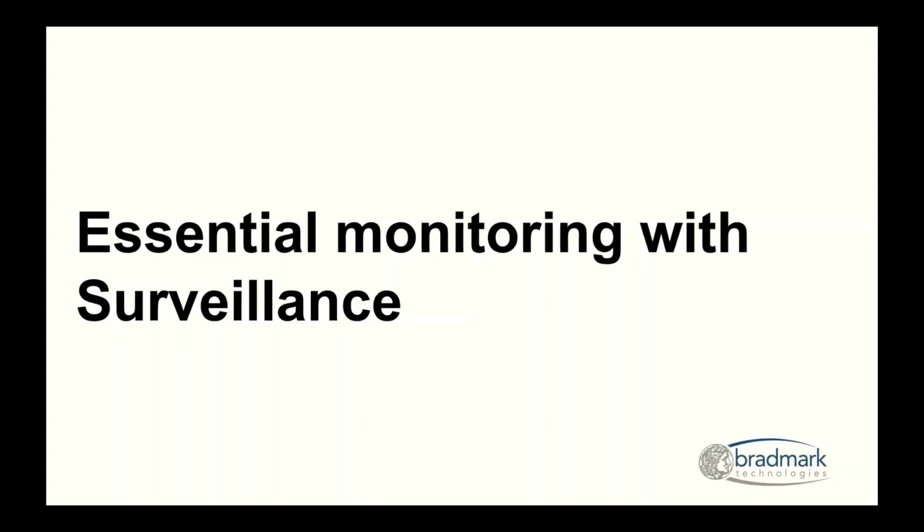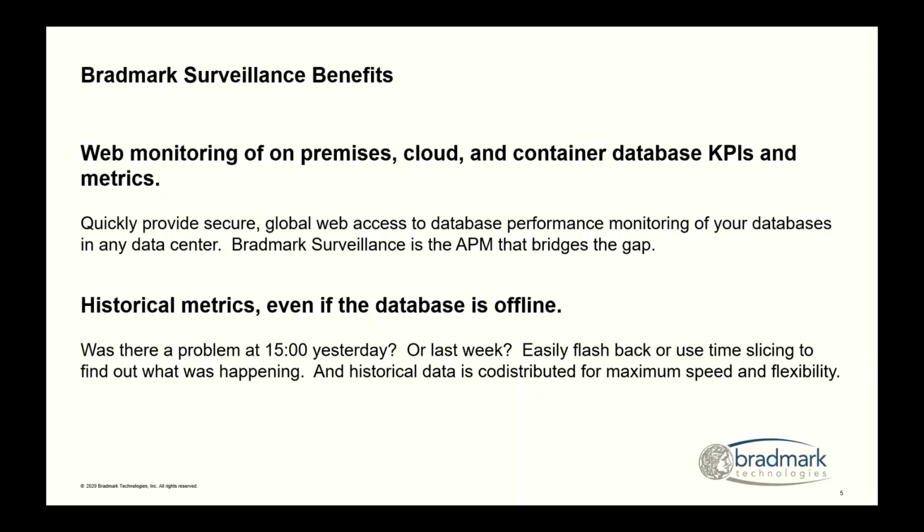I'm going to briefly recap some of the essential items from Bradmark Surveillance for monitoring, especially if you haven't joined us in our previous webinar in this series. We have several major things that we do with Bradmark Surveillance. We do web monitoring, of course, for on-premises, cloud, and container databases. We have a lot of different metrics that we monitor to help keep the alerting going, to help keep the analysis going for database issues, as well as other types of issues. We have historical metrics, even if the database is offline. So if you want to do a post-mortem analysis of an issue that happened 3 o'clock yesterday or last week, we can do that with our recent history and our long-term history.